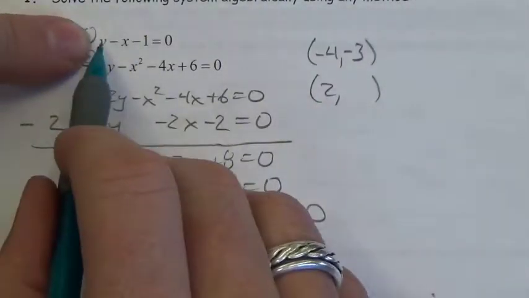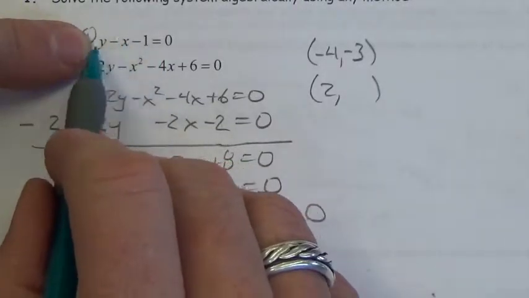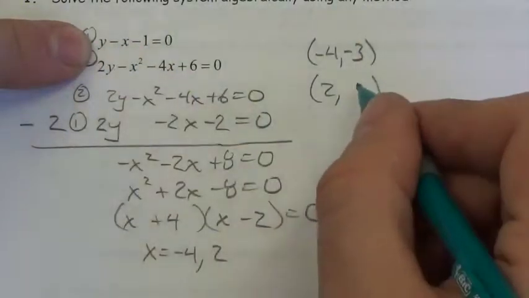Let's plug in the 2. y minus 2 minus 1. So that's y minus 3. I'll bring that over as positive 3.